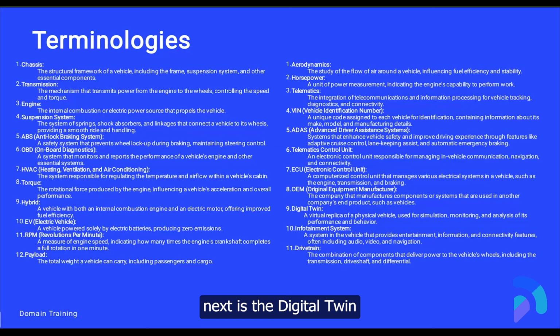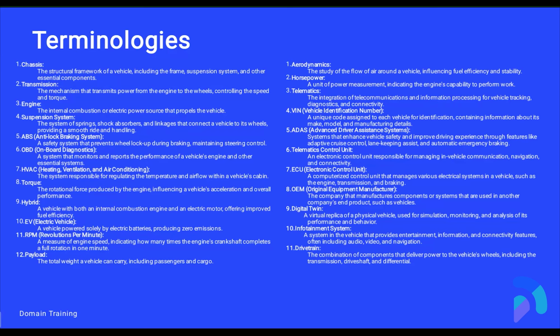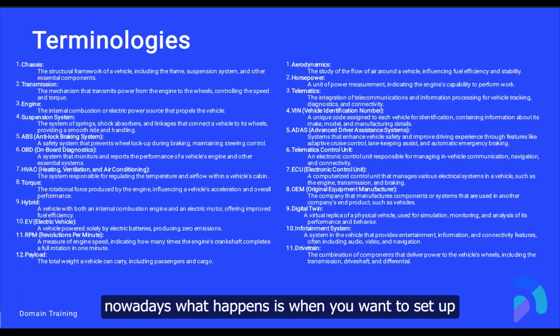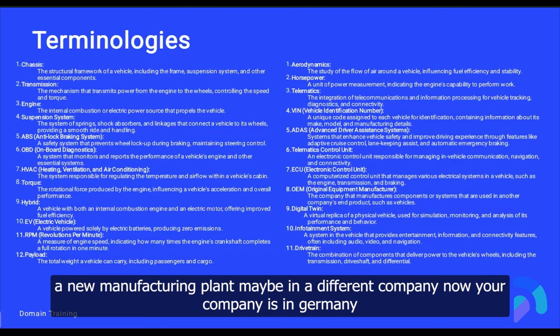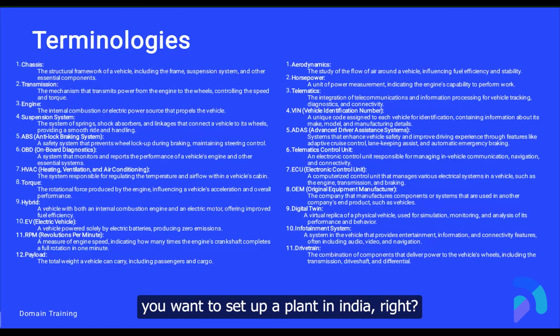Next is the digital twin, right? It's a new advanced technology where you can have a complete virtual replica of a car or even a total manufacturing plant in your computer system, right? So nowadays, what happens is when you want to set up a new manufacturing plant, maybe in a different country. Now your company is in Germany, you want to set up a plant in India, right?